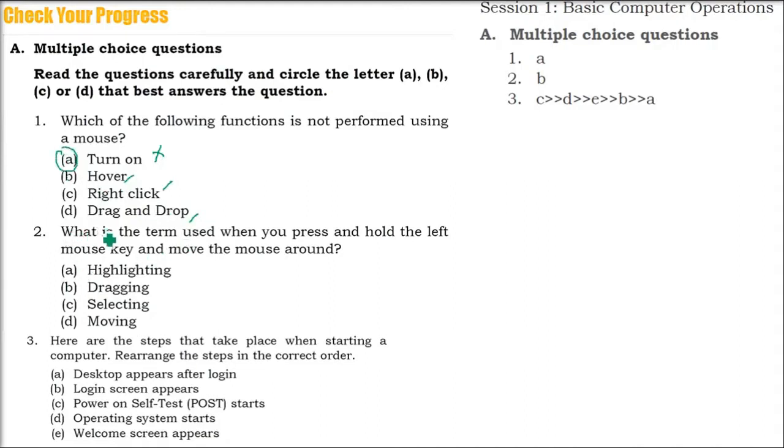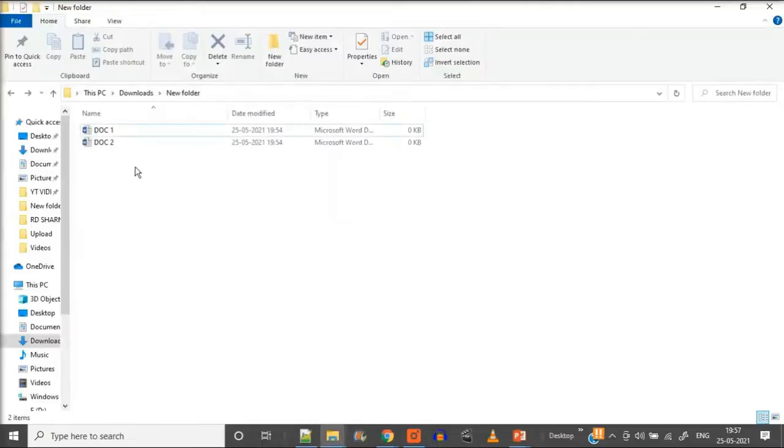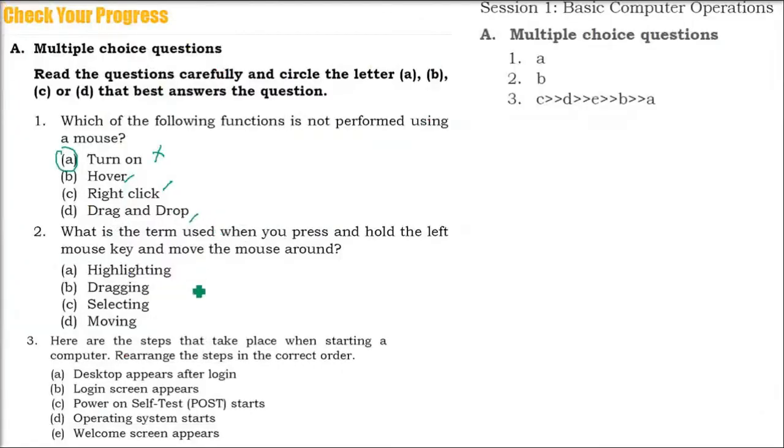Second one is, what is the term used when you press and hold the left mouse key and move the mouse around? Move the mouse around. So if I told you, this is what I did. I dragged it and placed it over a new folder so that it went to a new folder. So this is dragging. The answer is dragging. This is the term used to press and hold like this.